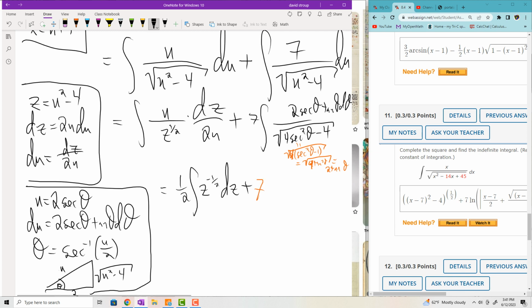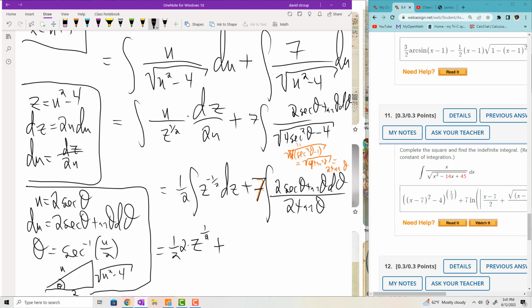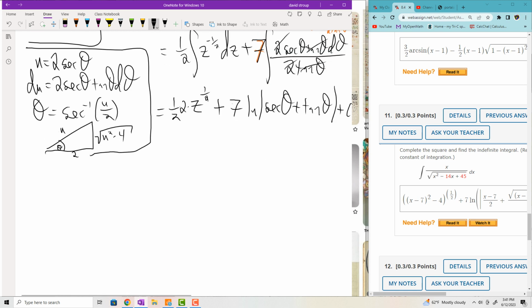Anyway, let's just put the 7 in front still. Then we have the integral, in the numerator, 2 secant theta tan theta d theta. In the denominator, we just have 2 tan theta. So this will be 1/2 z, doing power rule on it. Negative 1/2 plus 1 is positive 1/2, times 2. Plus, the 2's cancel, the tans cancel, and then the integral of secant is just the ln of the absolute value of secant plus tan. So not too ugly, but annoying enough that I just wanted to do it for you.